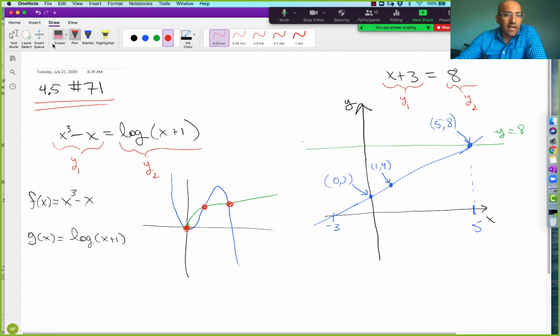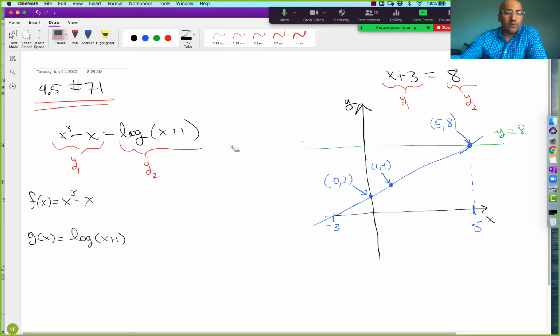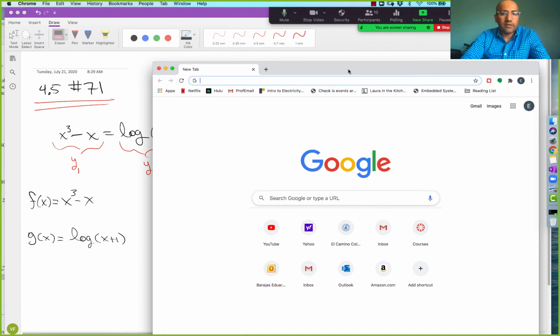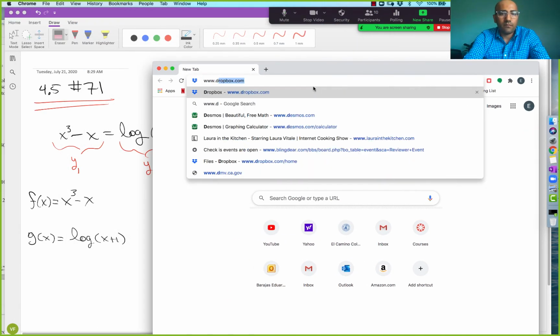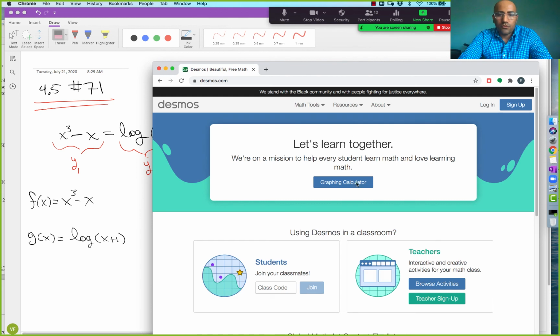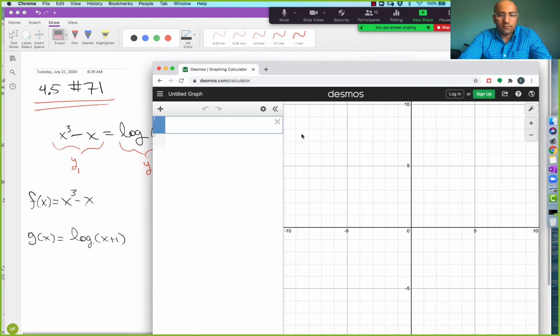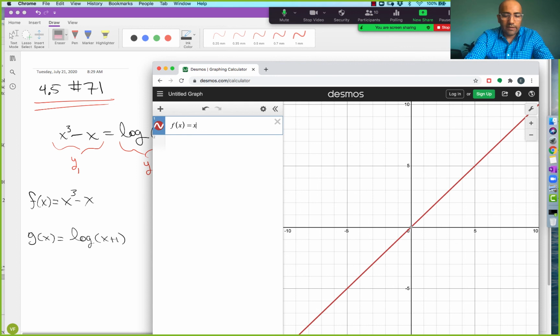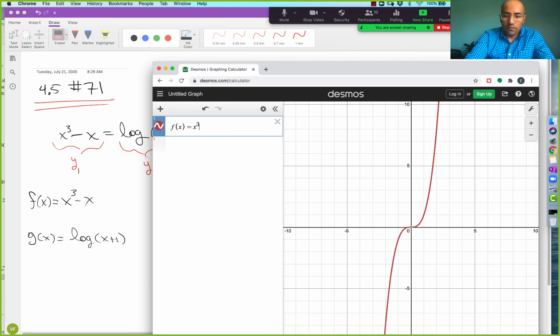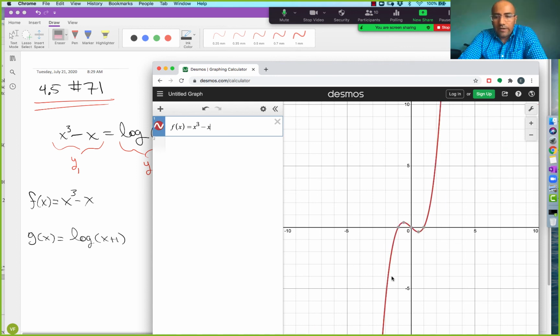Okay, so let's actually graph it and see what it looks like. So this is where we use technology, because otherwise it's kind of hard to do. So I'm going to use Desmos first, and then we can go back and check with our calculator to see how we would do it there. So on one of them, we're going to say f of x equals x to the third power minus x. Okay, so here is what it looks like, this little wiggly thing there.